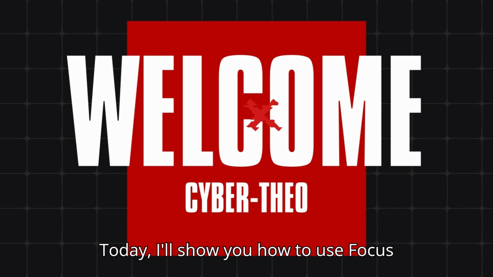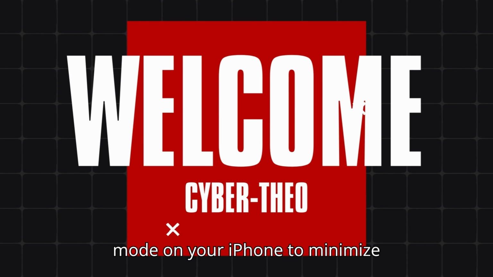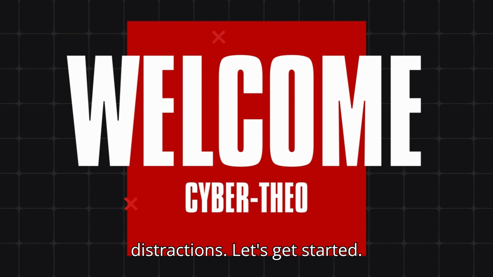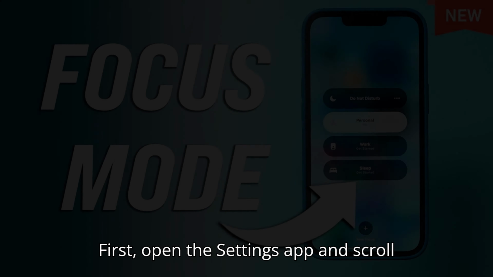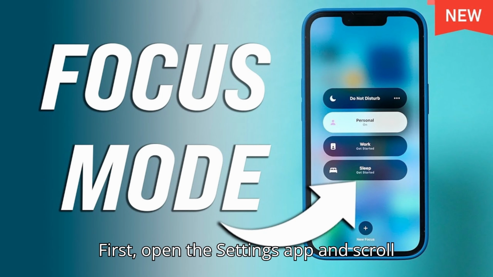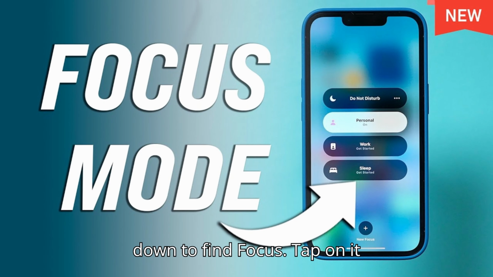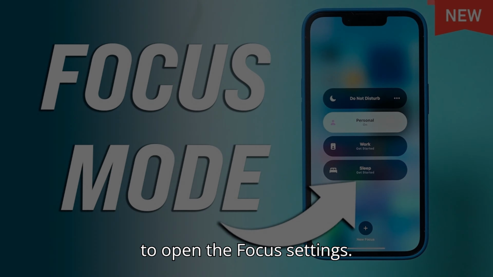Today, I'll show you how to use focus mode on your iPhone to minimize distractions. Let's get started. First, open the Settings app and scroll down to find Focus. Tap on it to open the focus settings.